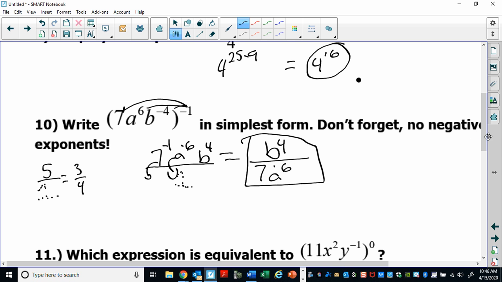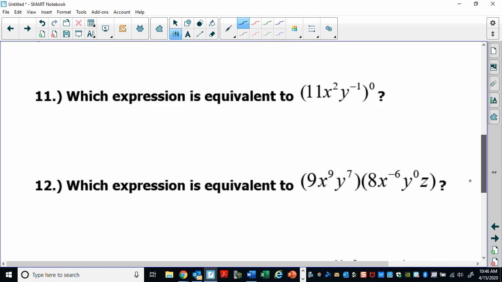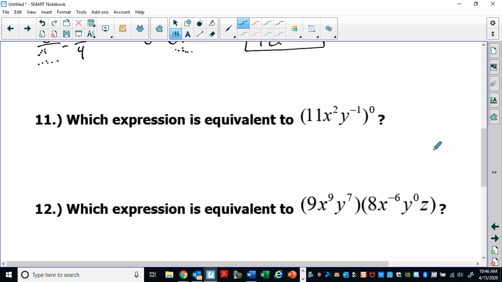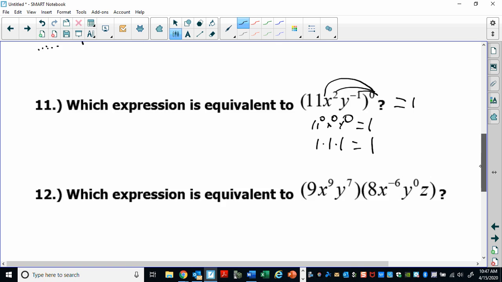I'm going to come down here. The easiest problem of all: anything to the 0 power is 1. So if we distribute this 0, all of these would become 1. 11 to the 0 power, x to the 0 power, y to the 0 power would equal 1. Or you could just know that whenever it zeros out, it's going to equal 1. Technically it would be 1 times 1 times 1, equal to 1. Alright, let's move on.